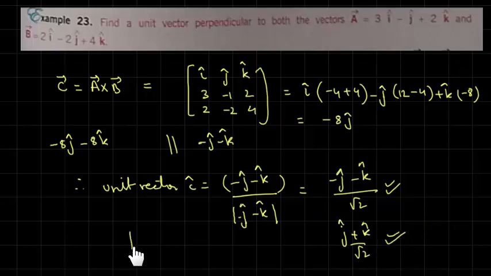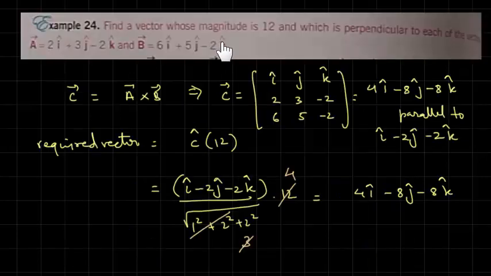So if a is like this and b is like this, then this vector coming out of the plane might be j plus k by root 2, and the one which is going inside the plane, that might be minus j minus k by root 2. So both of them are perpendicular to both a and b, so both answers are correct. So you would have got this answer if you would have done b cross a instead of a cross b, because a cross b and b cross a are completely reversed in their directions, even though they are same in magnitude.